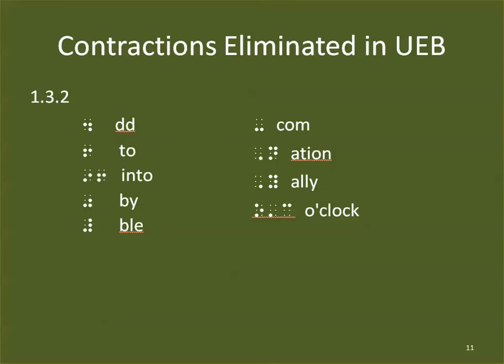Here on slide 11, I show the contractions that are eliminated in UEB. If you've heard anything about UEB at all, it's probably that some contractions have been dropped. And these are the contractions that we're not going to be using in UEB anymore. There are 9 of them, and only these 9 have been eliminated. So just because we've lost the contraction for INTO doesn't mean we've lost the contraction for IN. So we can still use IN and then TO. Just because we've lost the contraction for ATION doesn't mean we've lost the contraction for TION. Also, the DD contraction is no more, but that doesn't mean that we've lost GG, FF, or CC.